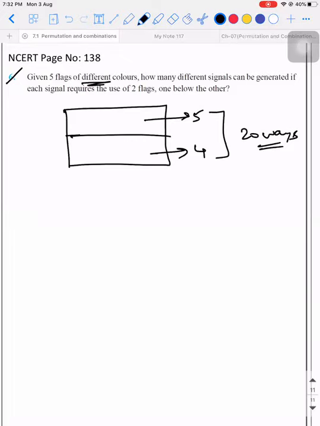Sir, but in the question it is asked each signal requires 2 flags, no, sir? Yes, each signal requires the use of 2 flags. That's it. Out of 5, you are going to use only 2 flags. They didn't say at least or at most. You need only a 2-colored signal. So you can produce 20 such signals. I hope it is clear.